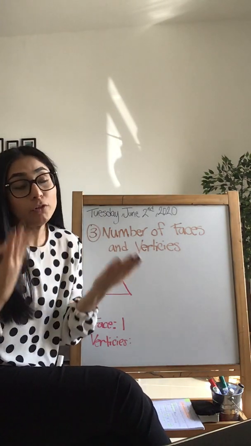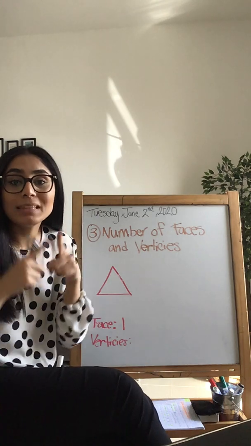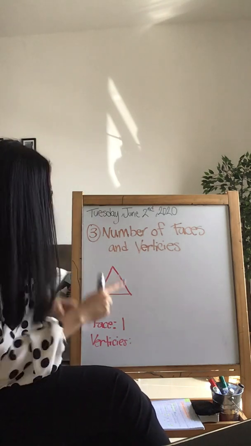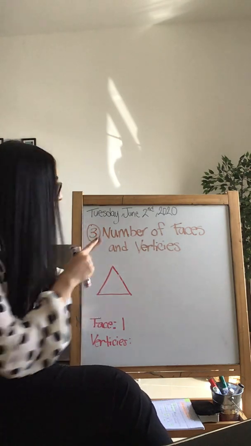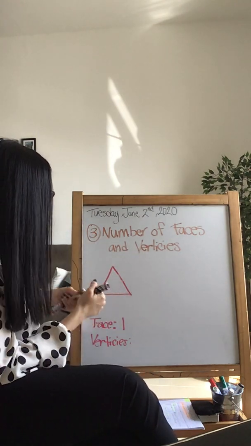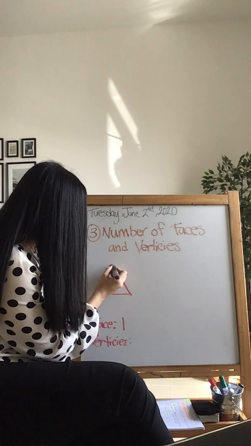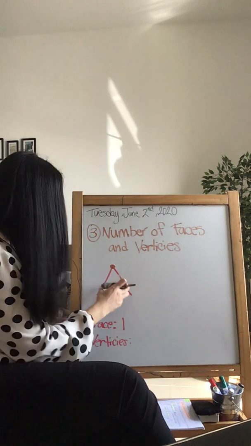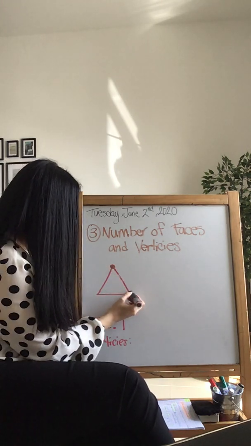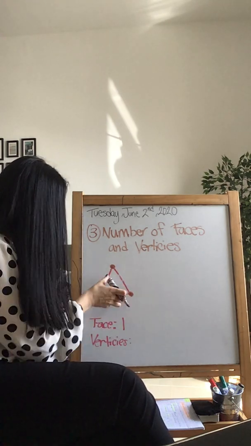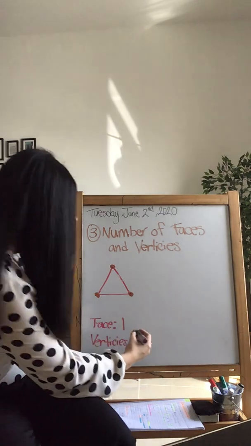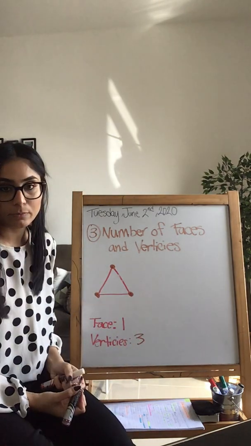So vertex, and you definitely should remember this from grade 3 and grade 4. Vertex or vertices are any place where 2 lines meet, okay? Vertices, I'll repeat that again, are any place where 2 lines meet. So in this case, this is a vertex because these 2 lines have met. This is a vertex, 2 lines have met. And this is a vertex, these 2 lines have met. So there are 3 vertices, right?